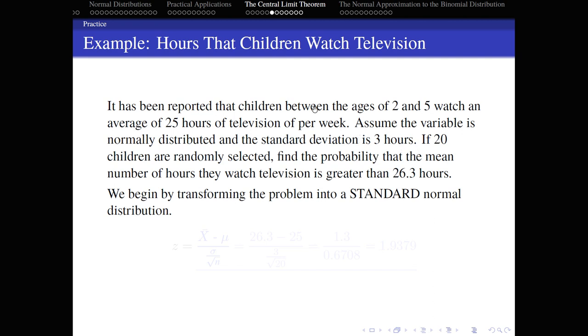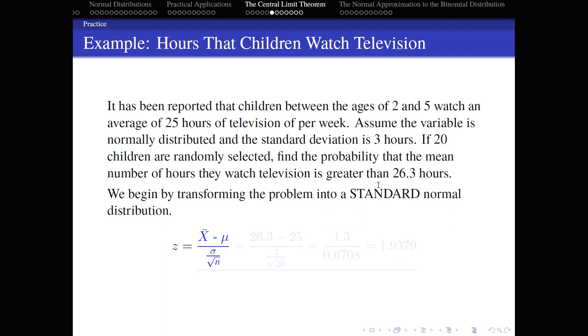All right, continuing on with this problem, this distribution is going to be normal, because of our central limit theorem if this were 30 or bigger, and because it says normal. Now the raw data has a standard deviation of 3 hours and a mean of 25 hours. First we're going to transform this 26.3 and the normal distribution it comes from into something we can look up on our table.